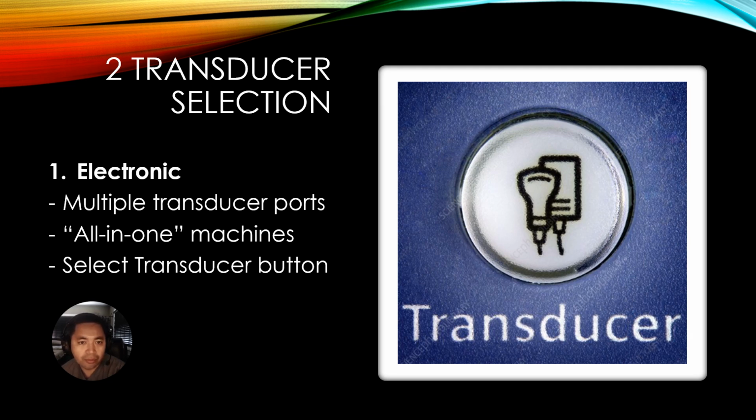Switching to the correct probe in modern machines is usually done electronically. A lot of modern machines have multiple transducers and are called all-in-one machines, designed for use in a variety of applications. You just have to press this and the select transducer button as in the examples pictured on the right. The icon would usually look like this in most machines.